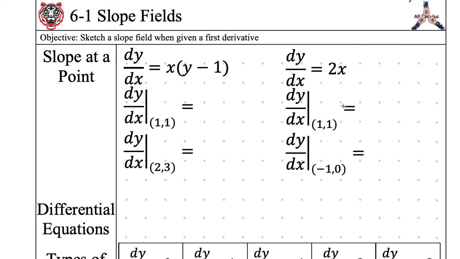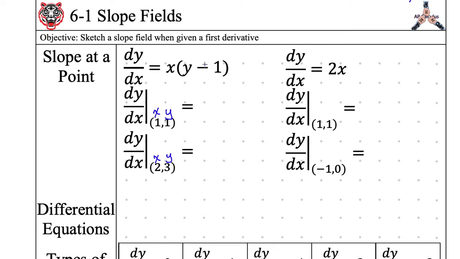So the way that I read this one is I say, I'm looking at the derivative when I plug in 1 for x and 1 for y. I'm plugging in 2 for x, 3 for y. That's always the x and y coordinate. You won't see that notation on the AP test. That's just my way of telling you what you're plugging in.